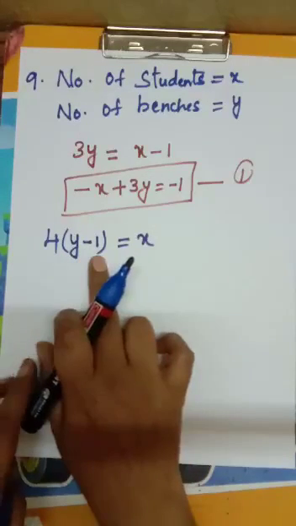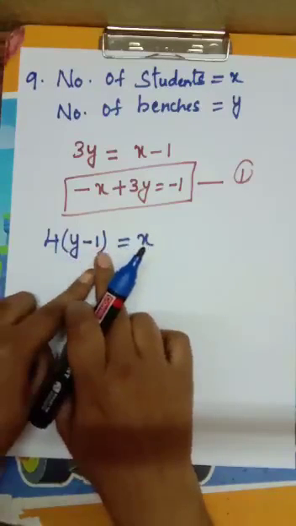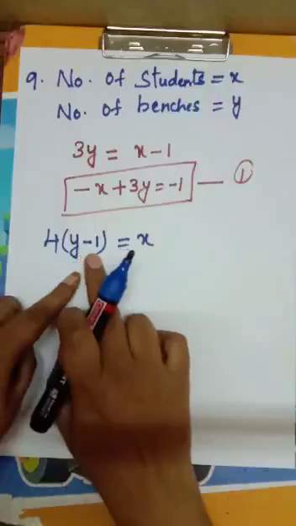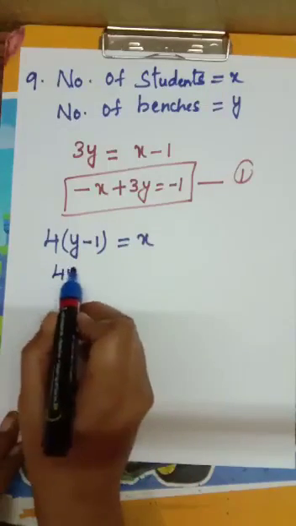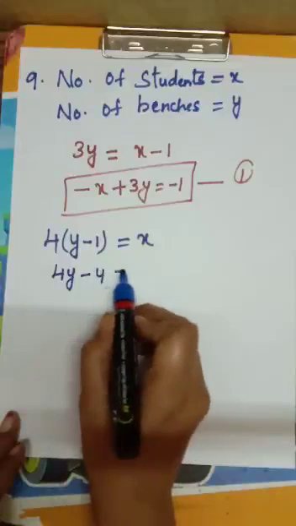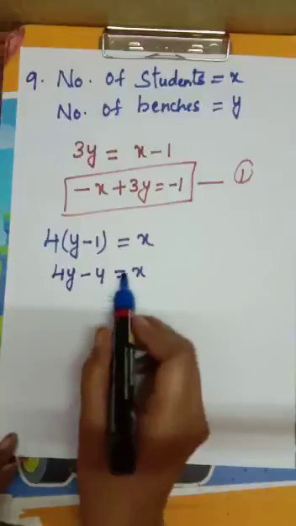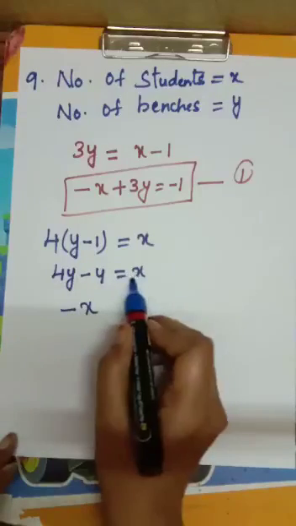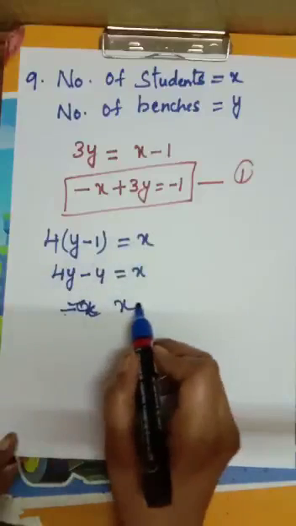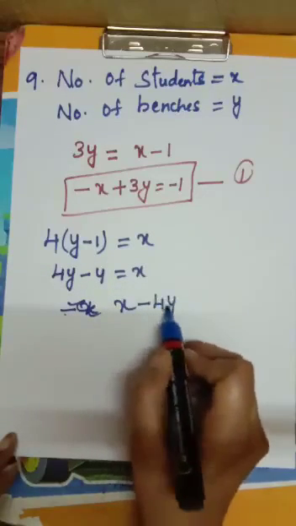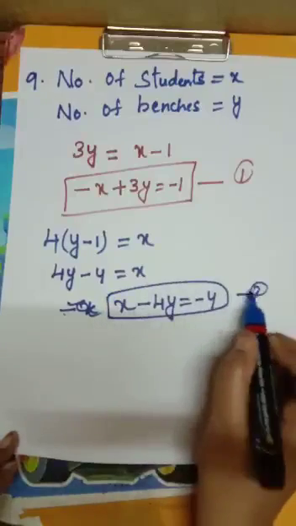आप 4y minus 1 नहीं लिख सकते, एक बेंच बच जाती जो वो एक बेंच पे 4 बच्चे बैठने का रहता है, इसलिए 4 into y minus 1 is equals to x. Now multiply, 4y minus 4 is equals to x. इसको एक ऑर्डर में लिख दो, x minus 4y is equals to minus 4. This is equation 2.